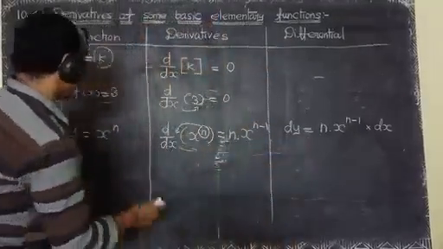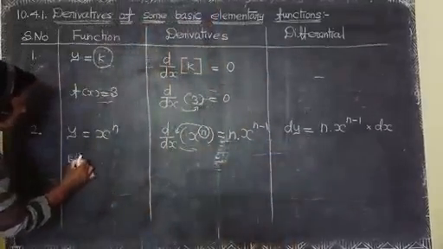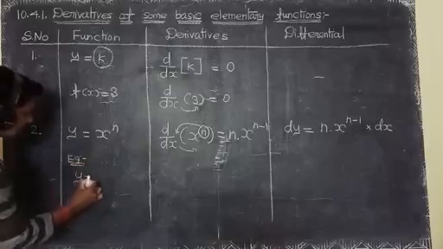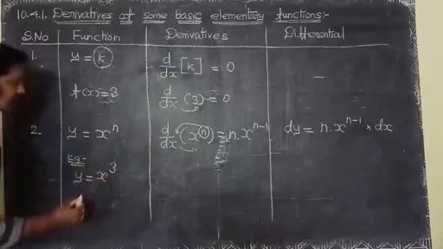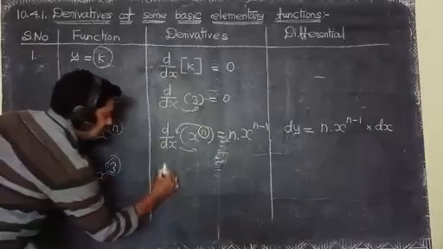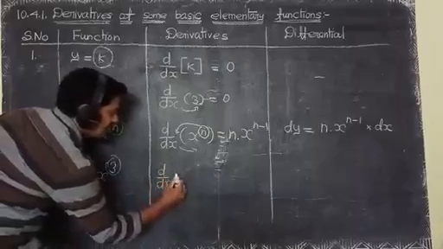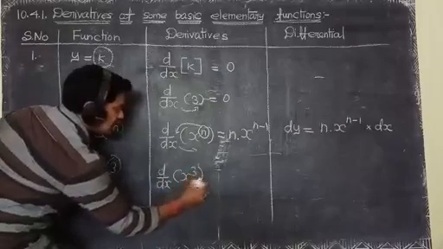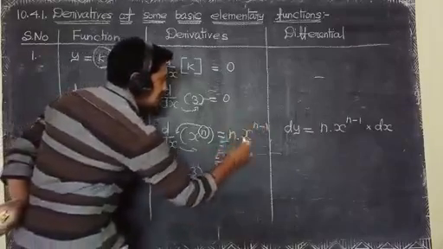For example, here y equal to x power 3. Here n equal to 3. d by dx of x power 3 means n into x power n minus 1.